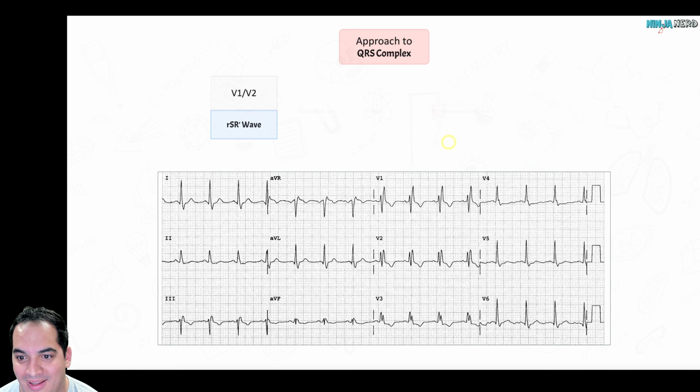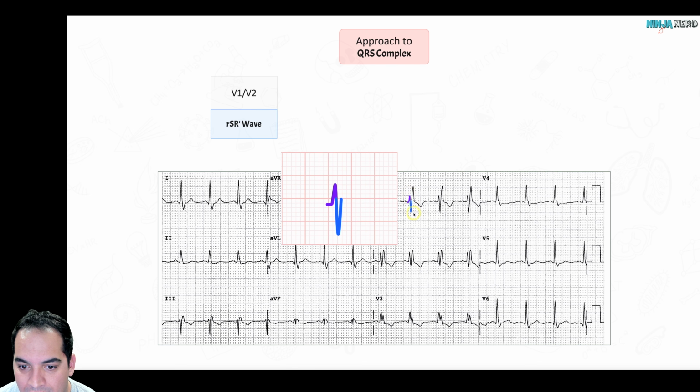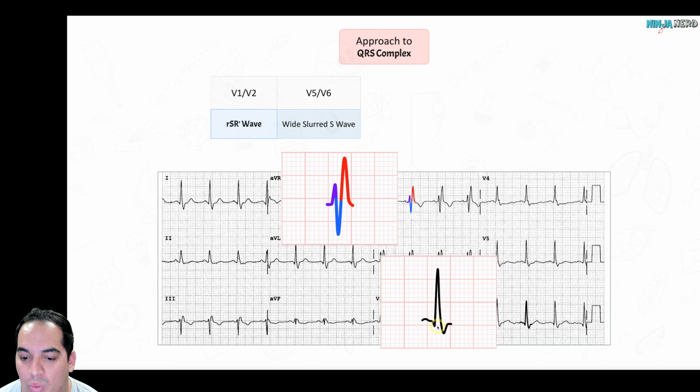This is very common. When I see this next concept, I see this R, S, R prime wave in V1, V2, or I see the M, that automatically makes me think about a right bundle branch block. What would even confirm it more is if I looked over at V5 and V6 and saw something interesting here. If I see this wide, slurred S wave, so you see how it goes Q, R, and then look at the S wave. You see the distance here? Right here, that wide slurred type of S wave, that is so suggestive there of a what? A right bundle branch block.